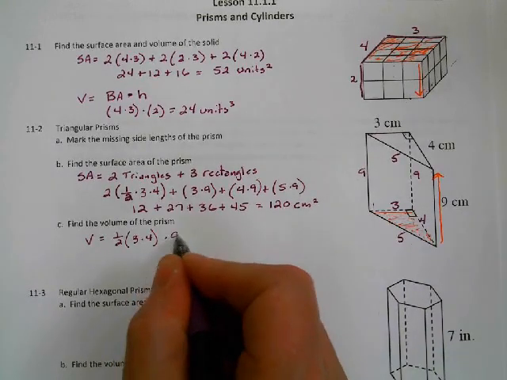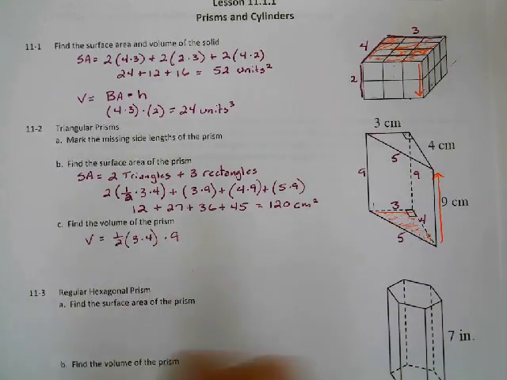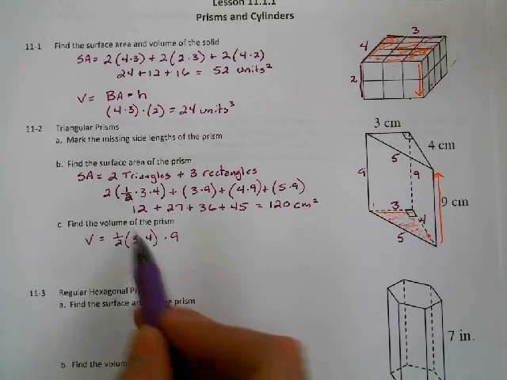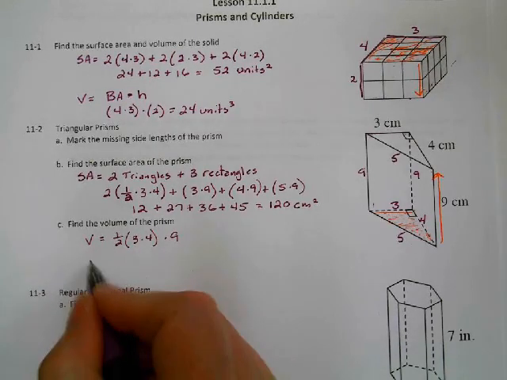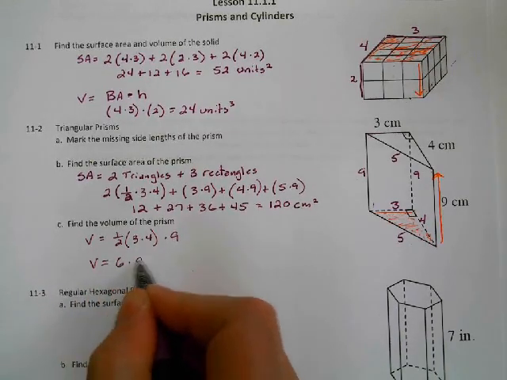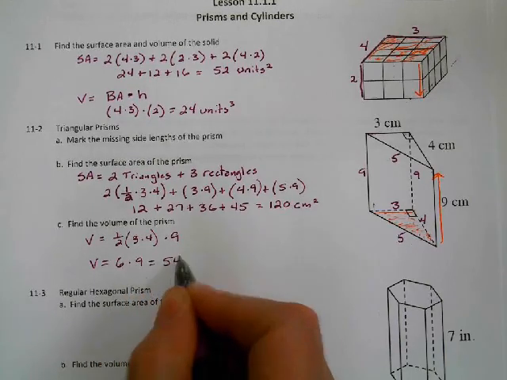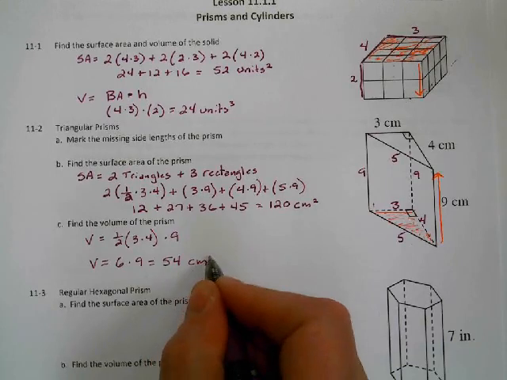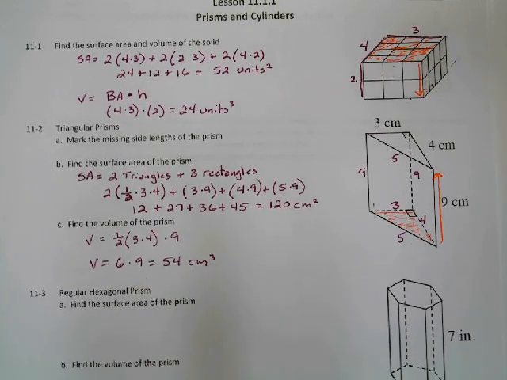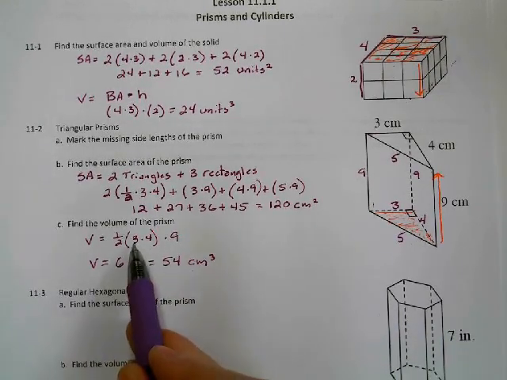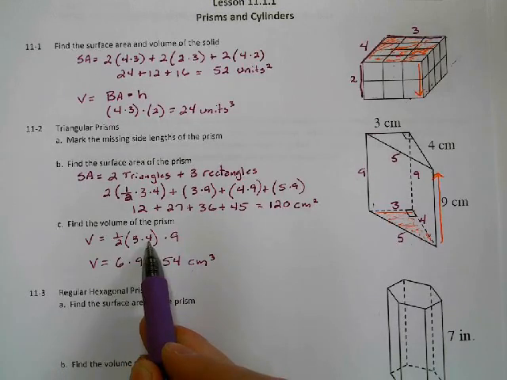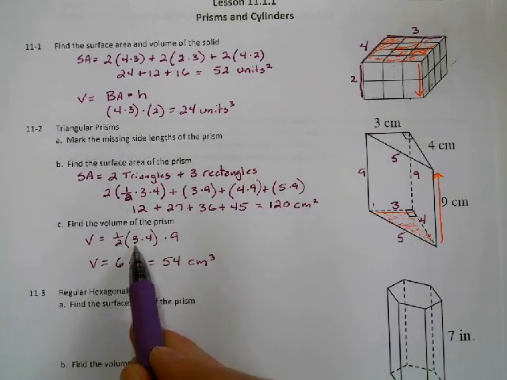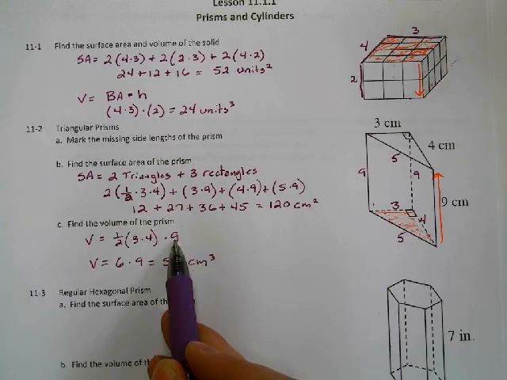So 1/2 3 times 4, that would be 12. Half of 12 is 6. We'd get 6 times 9, which is 54. So our volume is 54 centimeters cubed. Why is it cubed? Because I had 3 centimeters, 4 centimeters, 9 centimeters. That's 3 different centimeters that I'm multiplying. That's why it's centimeters cubed.